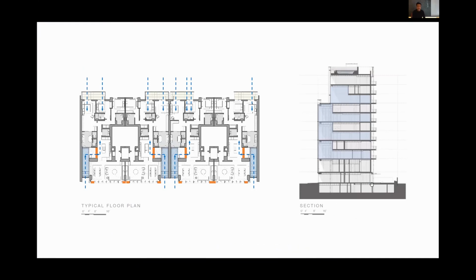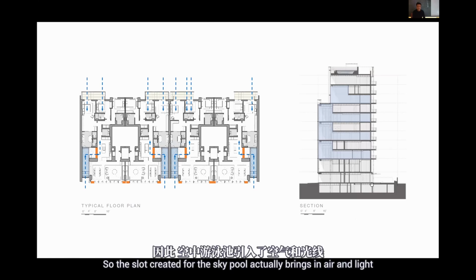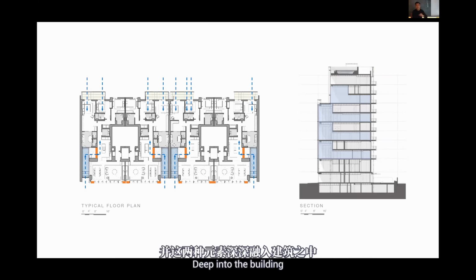If you look at it, the building has 2 exposures. It has a southern exposure and a northern exposure, but the center is dark. So the slot created for the sky pool actually brings air and light deep into the building.